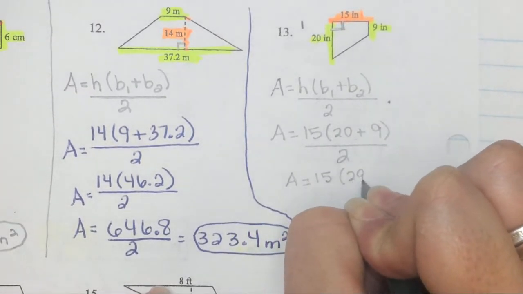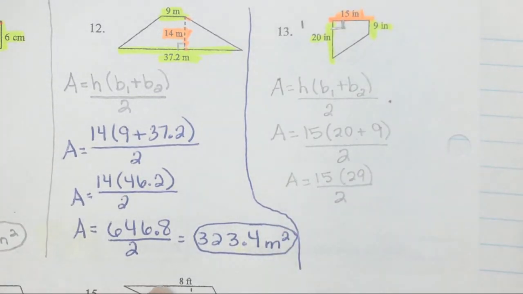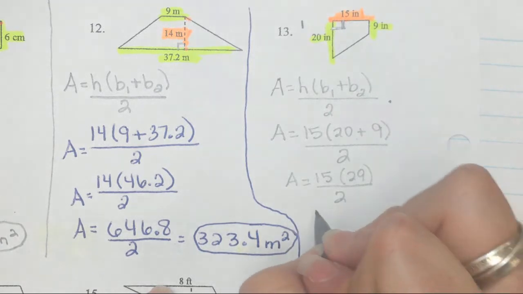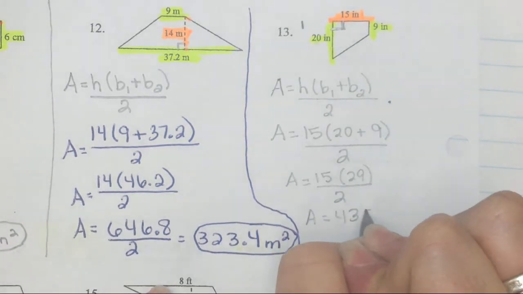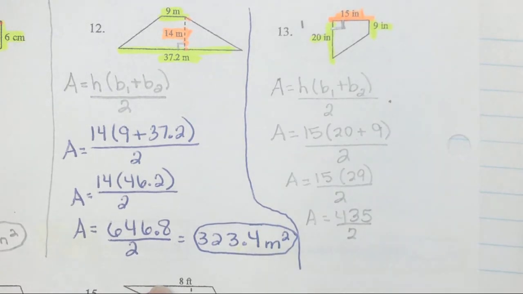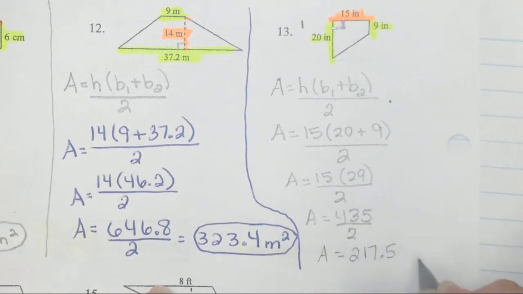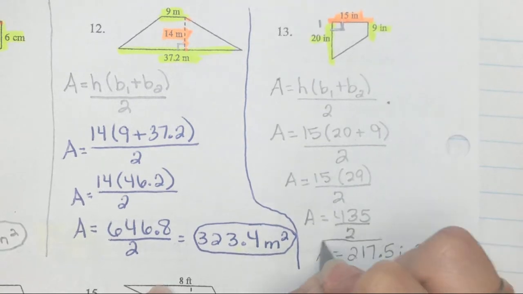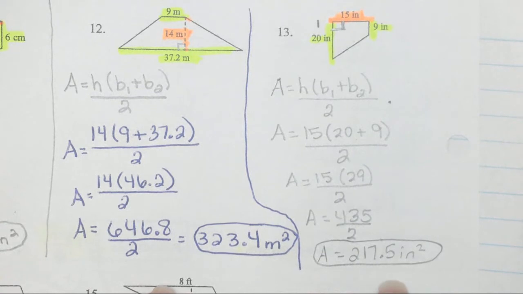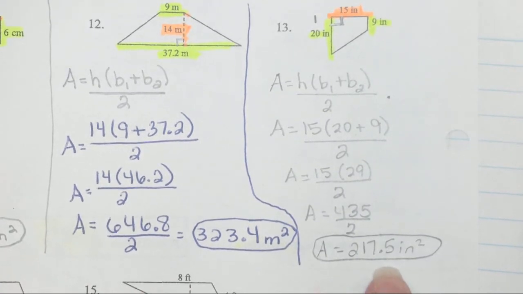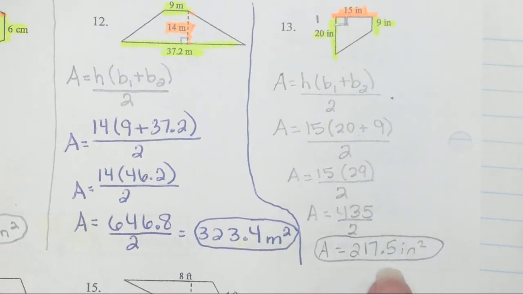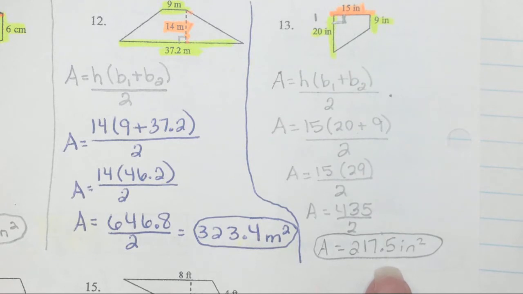We should all be working on this, unless you finished front and back. Okay, so on number 13, I got 217.5 inches squared. Yes. I have to take a point off if you don't put measurements or squared signs. Please let them focus.